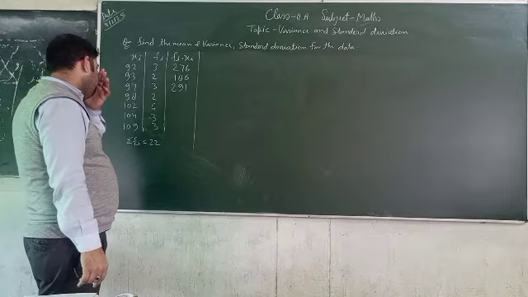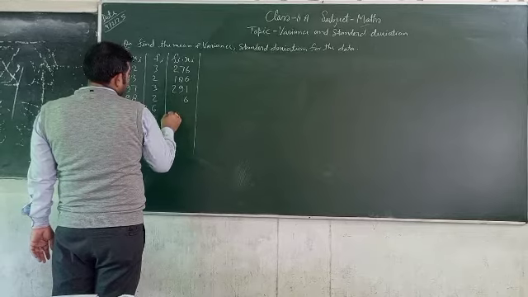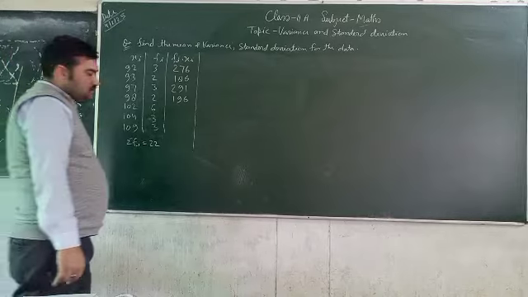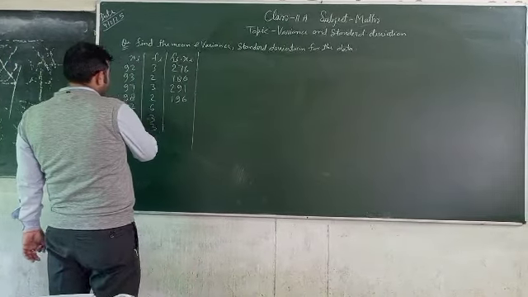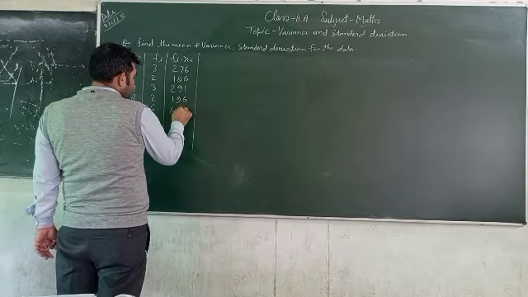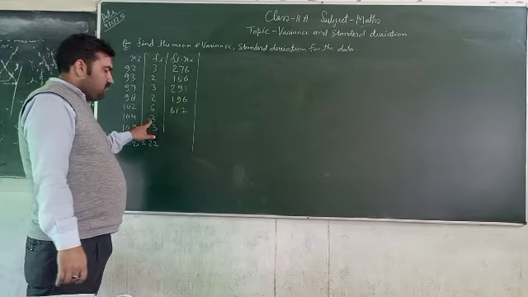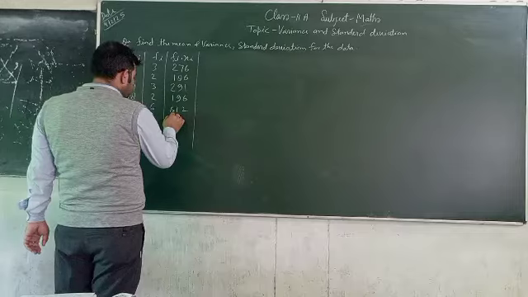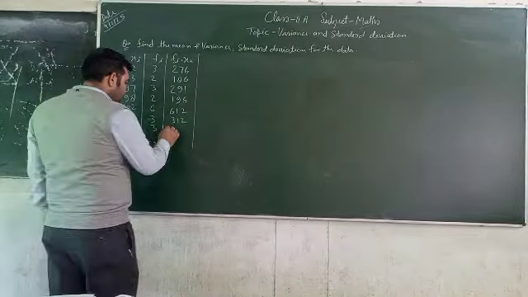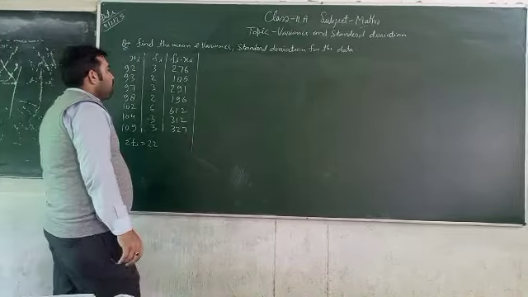98 into 2, and this is 196. Okay, and this is 102 into 6, that is 612, and 104 into 3, that is 312, and 109 into 3, that is 327. These are respective Fi into X.